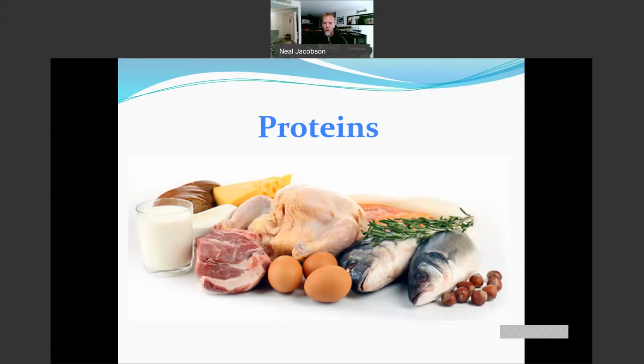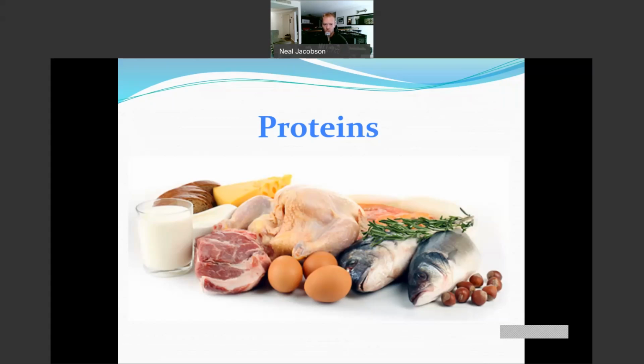Proteins are actually literally what makes everything in a cell function, makes everything in a cell operate. So you can think about proteins as the doers, they are the builders, they are the breaker downers.